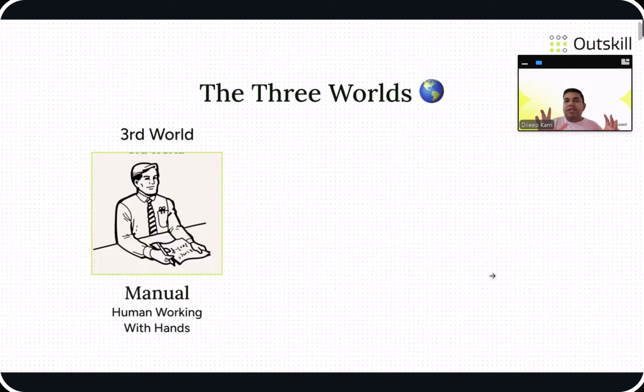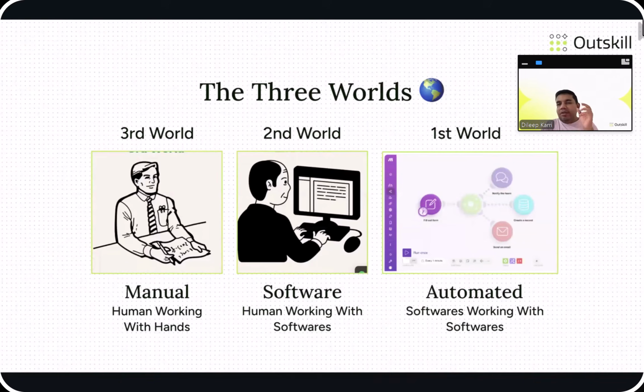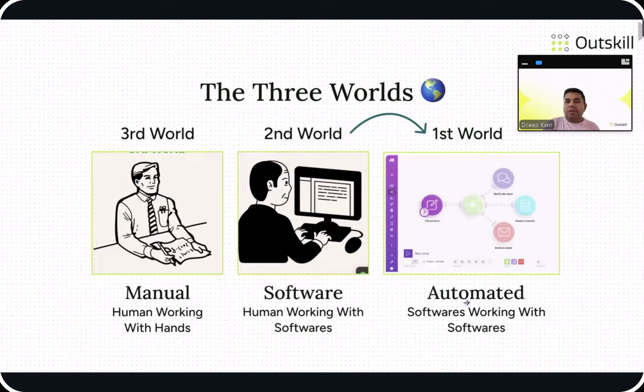So there are three worlds that exist. First was the manual world, where you had ledgers, registers, books, wherein you recorded all the data and information. Then you move to the second world, where you had a laptop, but you were entering and processing the data with a lot of your intervention. Then there is the first world, where software works with other software, and we are in the transition phase from the second world to the first world. And in today's session, I will show you how this transition would look from the second world to the first world.